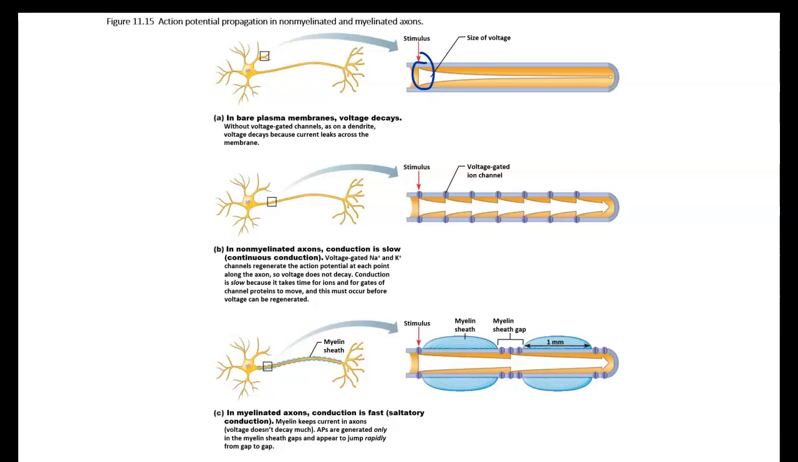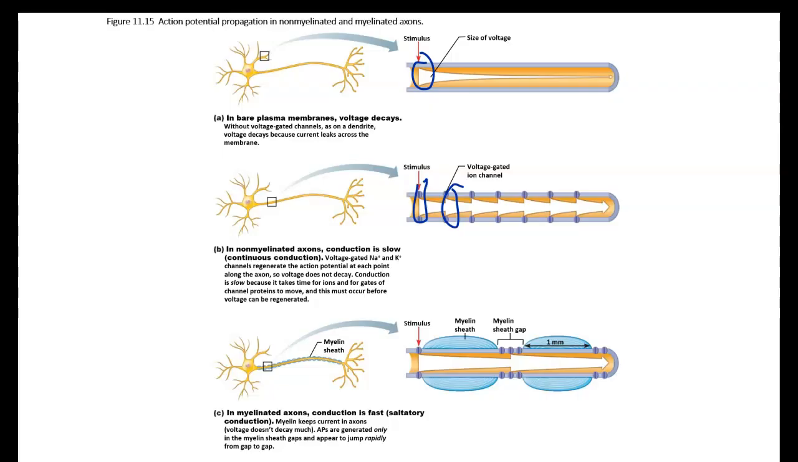In the non-myelinated axons, the conduction is going to be slow. They could call it a continuous conduction. Here we're going to have voltage-gated sodium and potassium channels that are going to regenerate that action potential at each point along the axon. So voltage doesn't decay. You will see that it starts out strong here, travels, starts to decay slightly, and then it picks up again, sends it through, slightly decays, and then keeps re-establishing that voltage. So this keeps it from decaying completely.